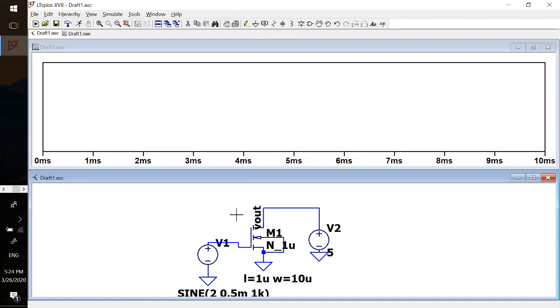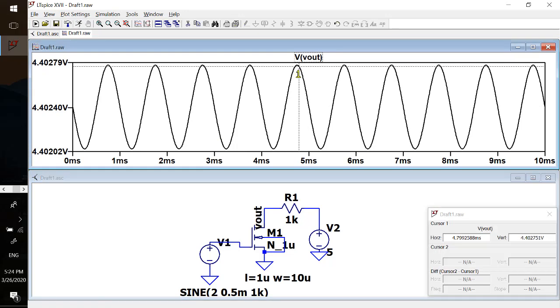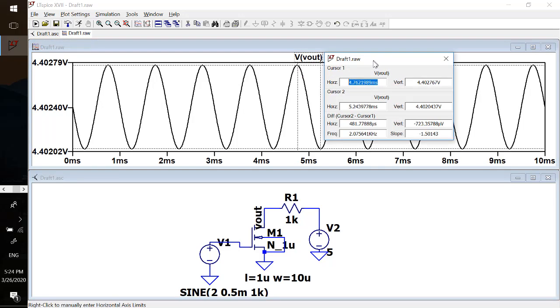Oh, we are missing a resistor. So the resistor is 1K. Run this again and do a test over VL. So see what's the final. It's 723 microvolts. This is pretty close to the calculation, and so this is verified.